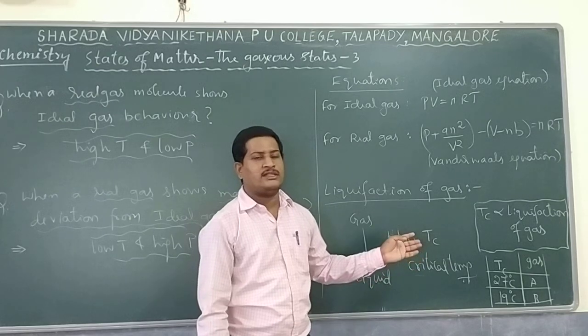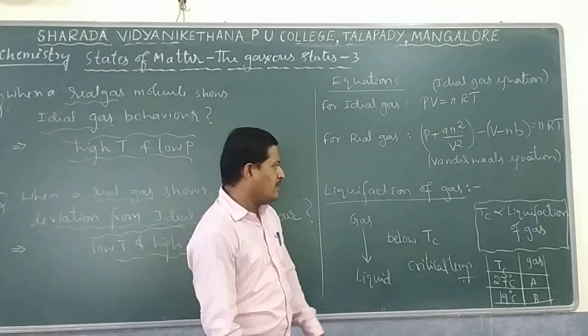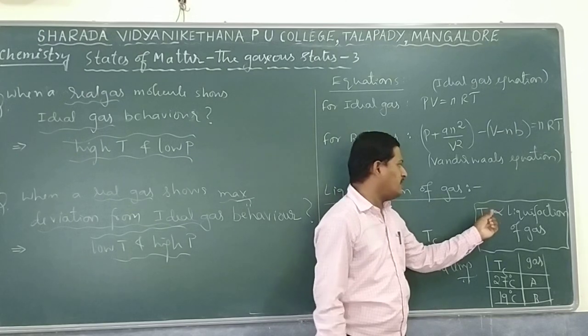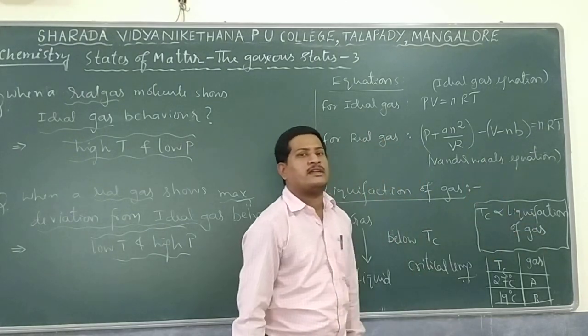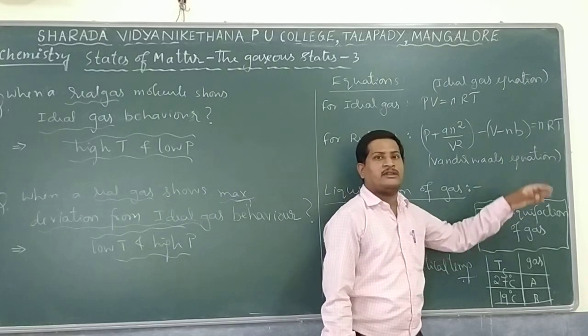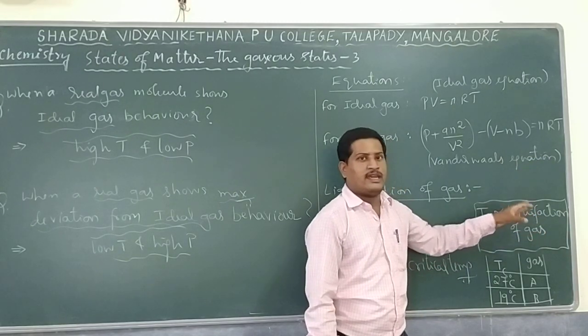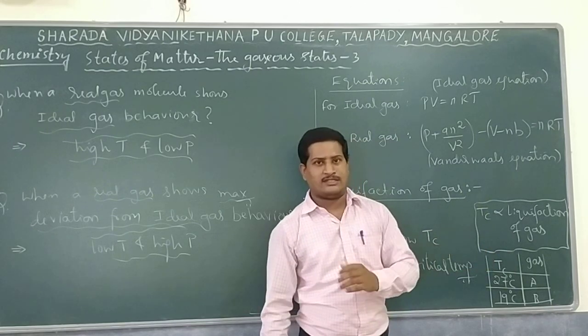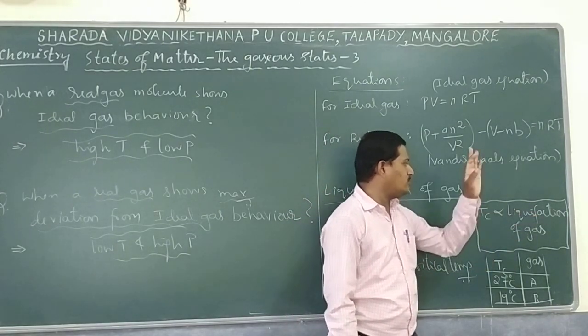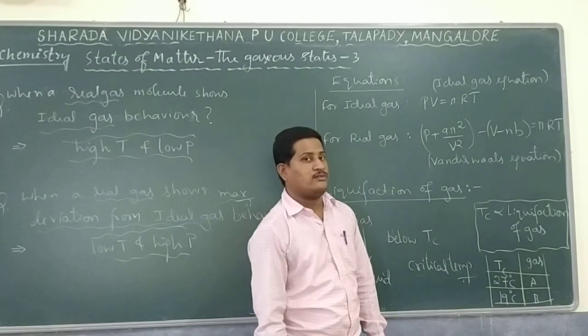Critical temperature is different for different gases. Here it is observed that the critical temperature of a particular gas is directly proportional to its liquefaction. So for a gas with a higher critical temperature, liquid formation takes place first. A gas with a lower critical temperature liquefies next, and like that we can find. So critical temperature is directly proportional to the liquefaction tendency of that gas.